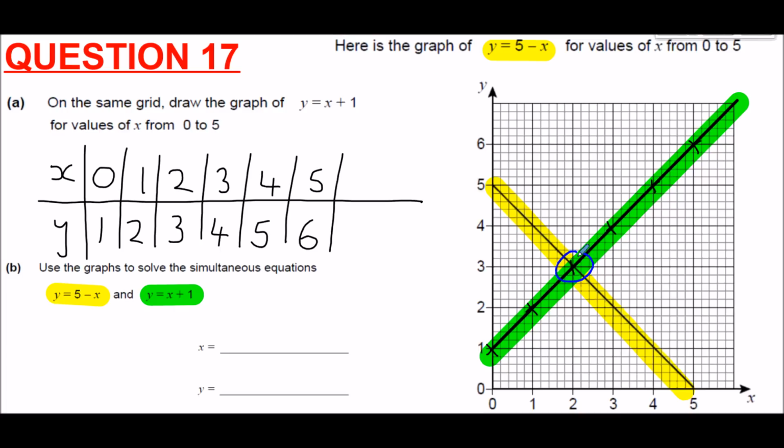At that point, y is both 5 minus x and x plus 1. So where two graphs cross represents the solution of simultaneous equations. In this case, the solution is x, at this point where they cross over, is 2, and y is 3. And that's the answer to the simultaneous equations.